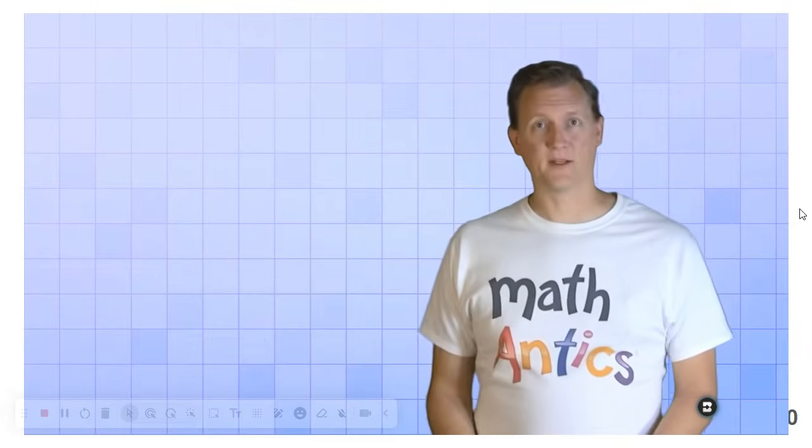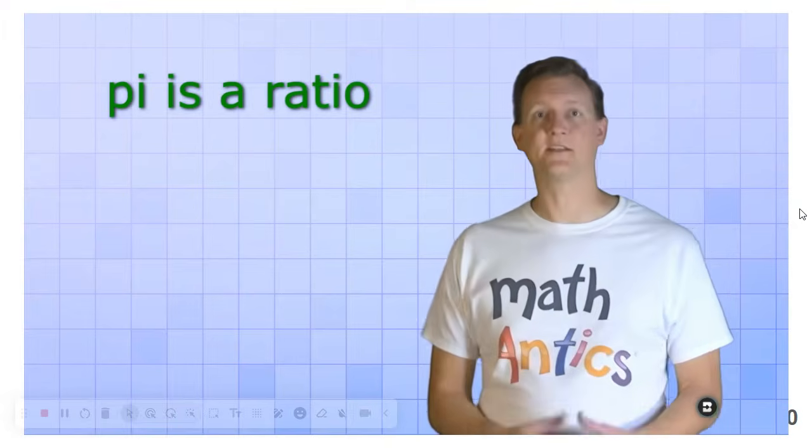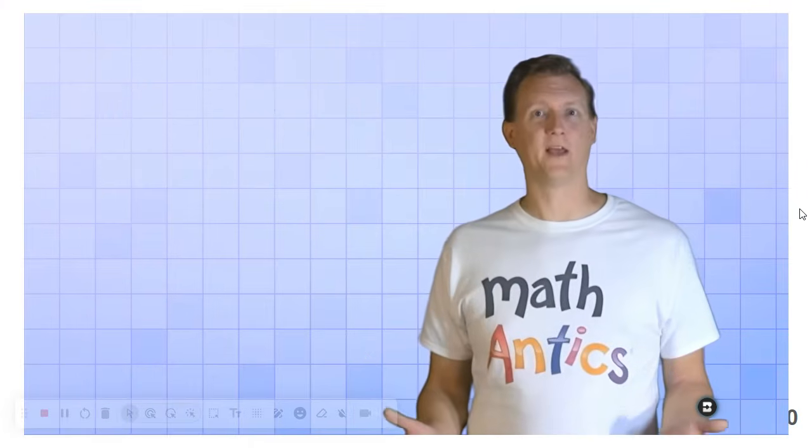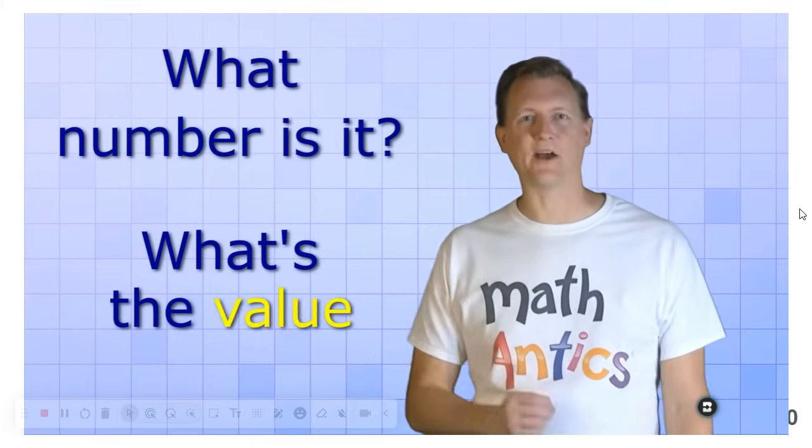And as you'll see in a minute, because pi is a ratio, it's the same number for any circle, no matter how big or small. Okay, but what number is it? What's the value of pi? Well, to figure that out, have a look at these two circles, one big and one small.